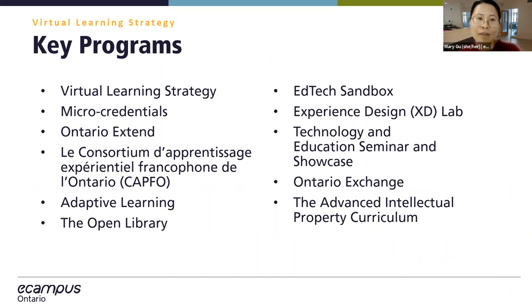But we also have a lot of different programming areas supporting different aspects of the educational sector, such as CAFO, which supports Francophone student experiential learning. We have adaptive learning, which is furthering research and relationships with what adaptive learning can do in education. We also have Ontario Exchange and micro-credential portals as well. So you see that there are a lot of different services and programs available. We encourage you to explore further on ecampusontario.ca for any that you are curious about. And of course, if you want a specific link to any of these things, let us know. We can drop it in the chat later on.